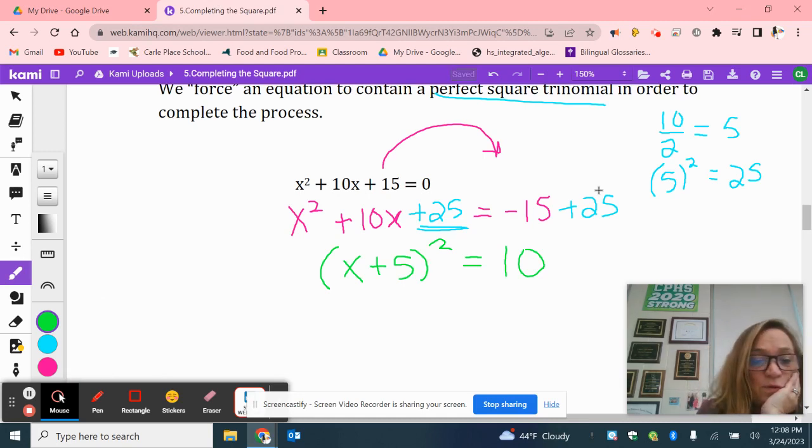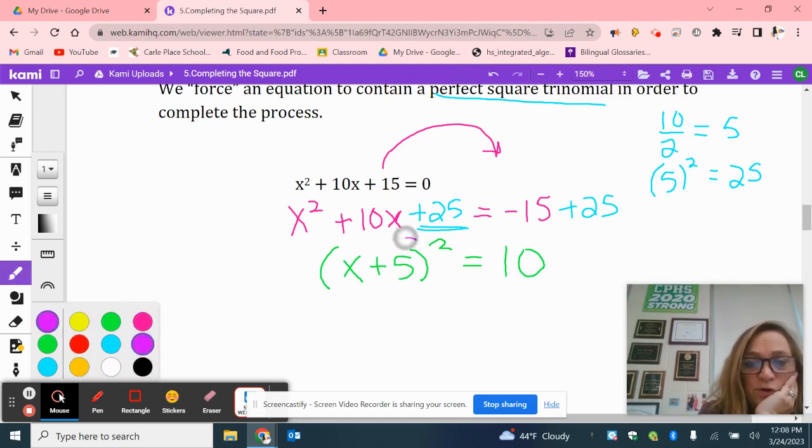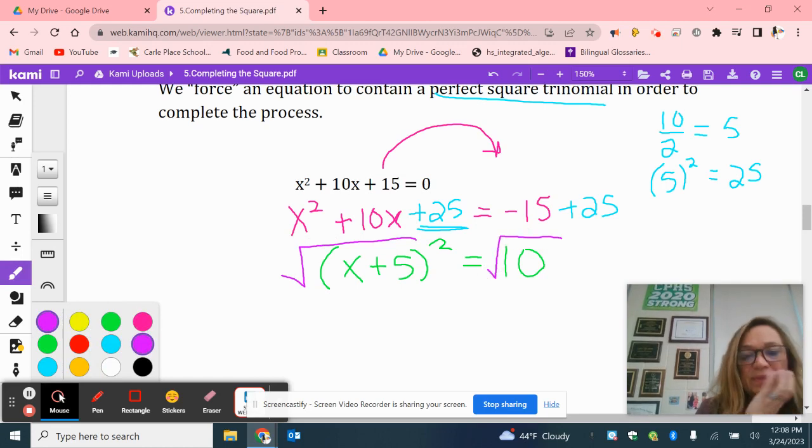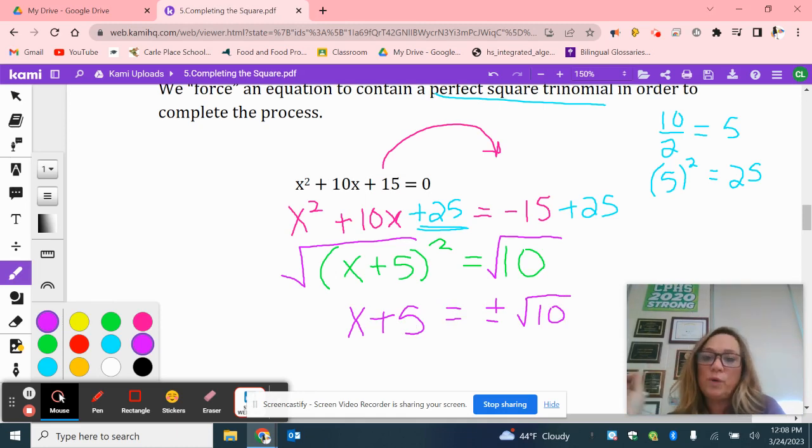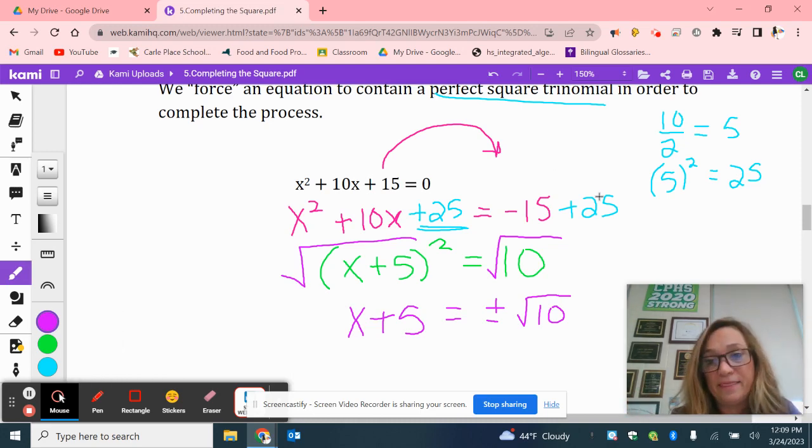After I get factored form, I'm going to take the square root of both sides. And that's going to give me x plus 5 equals plus or minus the square root of 10. All right, square root of 10, irrational. So I can't simplify this into a rational number because it's not one. So it's actually like a leave it alone kind of thing. Just leave the square root of 10 there.